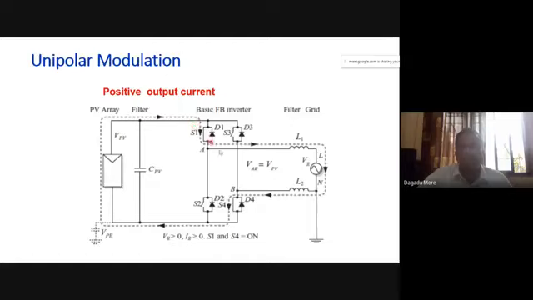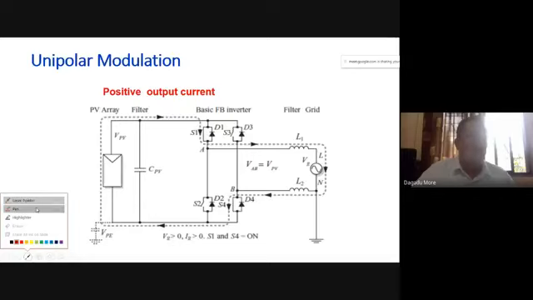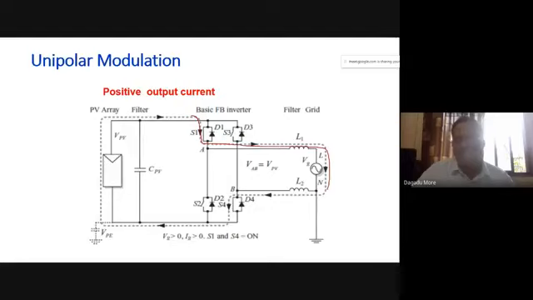Whenever the output is positive, both S1 and S4 are on. Whenever S1 and S4 are on, this will be our path of current. S1 is on, so this is the already marked current direction from A through the load to the grid, then through S4, then it goes back. This will be the path of current when S1 and S4 are on.